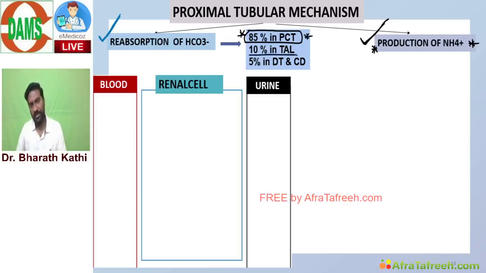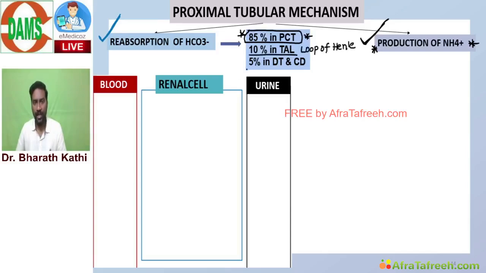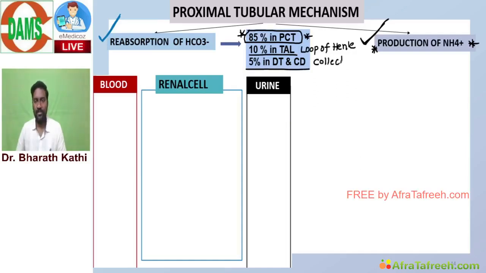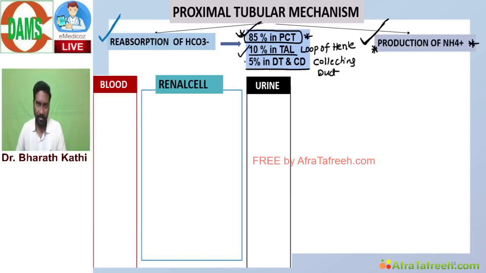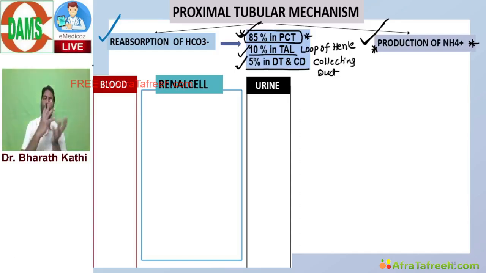10% will happen in the thick ascending limb of loop of Henle. So this is in the loop of Henle, 10% reabsorption of bicarbonate, and 5% in the distal tubule and collecting duct. In all this, let it be PCT, let it be loop of Henle, let it be distal tubule and collecting duct, the mechanism will be the same. Because the majority happens in the PCT, we will discuss it as a proximal tubular mechanism. Let us see how bicarbonate is getting reabsorbed.